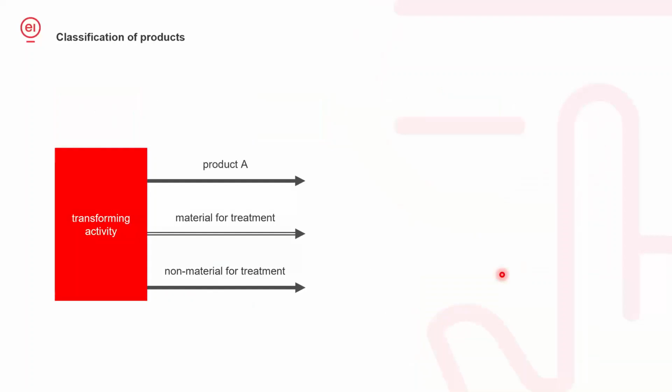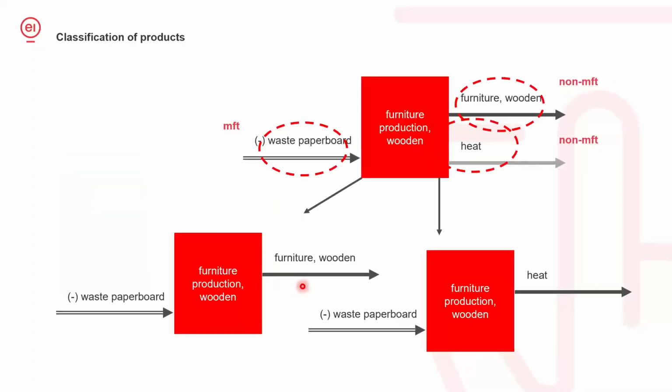We saw in cutoff the classification approach that we follow in order to have the allocation of inputs and outputs. In the case of APOS, we have two different classifications. We have materials for treatment and non-materials for treatment. So in the example of furniture production wooden, the valuable products are non-materials for treatment, and the waste is considered material for treatment because it needs to be further treated.